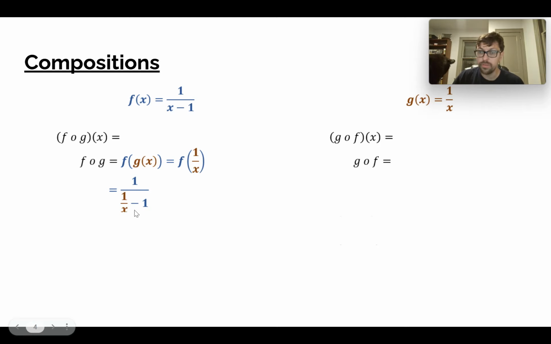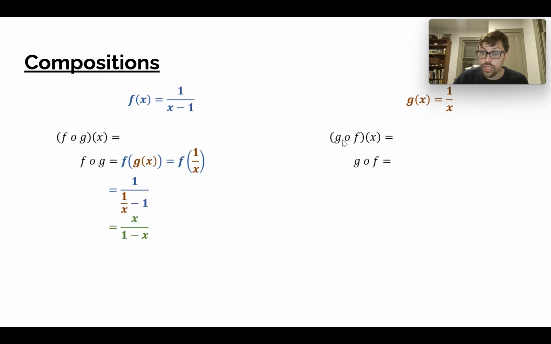In order to simplify that, I want to multiply the top and the bottom of this major fraction with an x. So that's really multiplying each term with an x. So 1 times x is x, 1 times x is x, and 1 over x times x will just be a 1. I've got an x over an x, that's just a 1. That's so I can get rid of the fraction that's inside of our fraction.